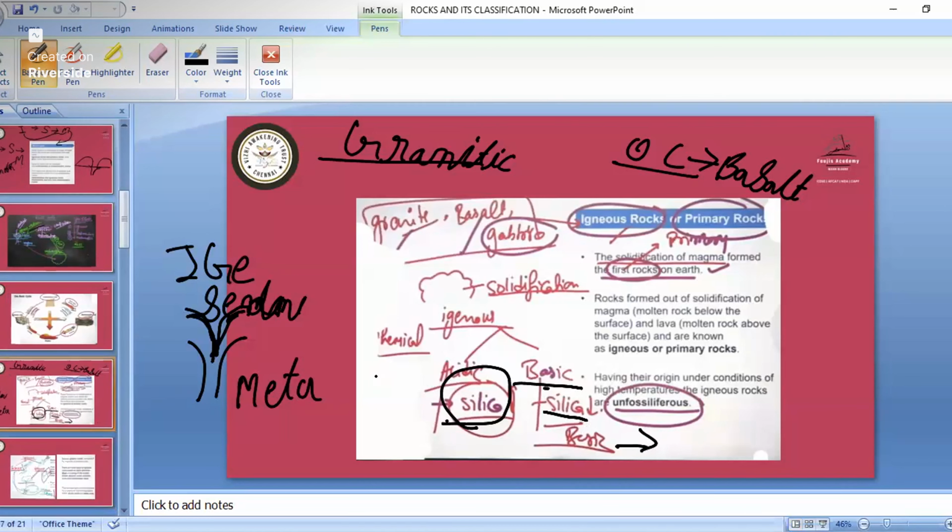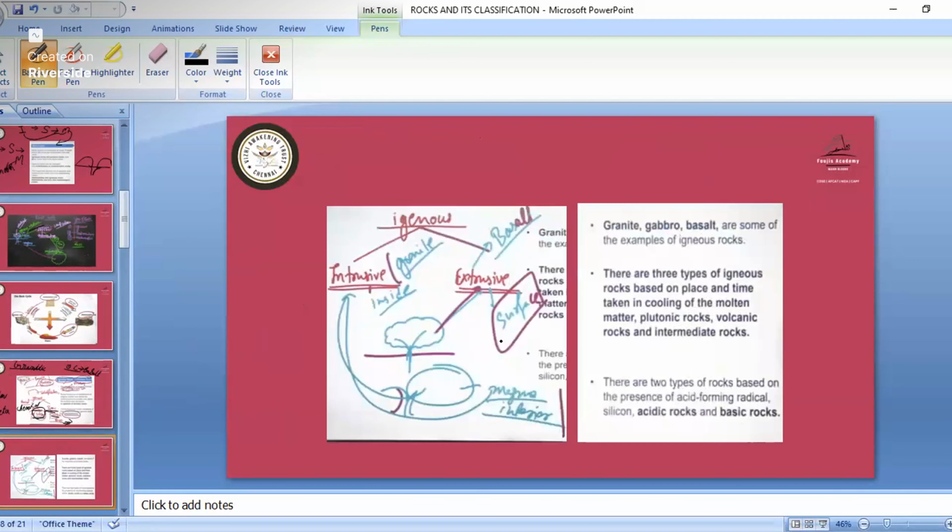So on the basis of chemical composition, igneous rock is divided into two parts, that is acidic rock and basic rock. Acidic means presence of silica, and basic means little or no amount of silica but presence of basalt. So that is basic rock. Okay. Now, on the basis of position relative to the earth, what types of rocks are there?